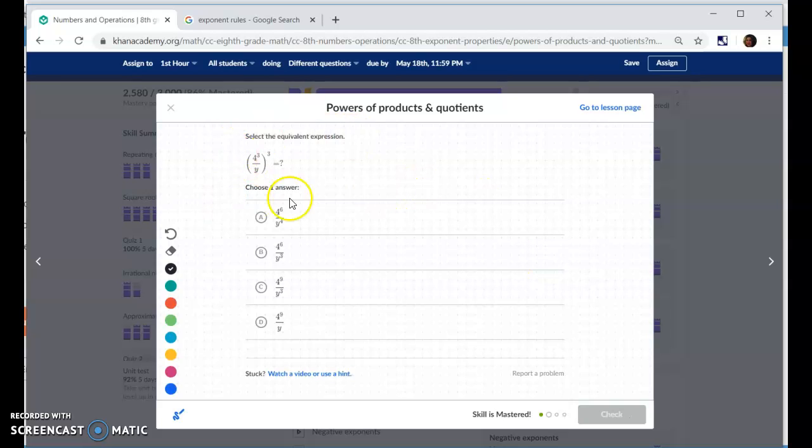Select the equivalent expression, choose one. So same thing here. We are going to distribute this 3 to our exponents. And although our denominator does not have an exponent, it's like there's a 1 there. It's like y to the first power, but we just don't write it because that's a given. We already know there's one y. So this would be 3 times 3 is 9, so 4 to the 9th power, and y to the 3rd power. So 4 to the 9th power and y to the 3rd power.